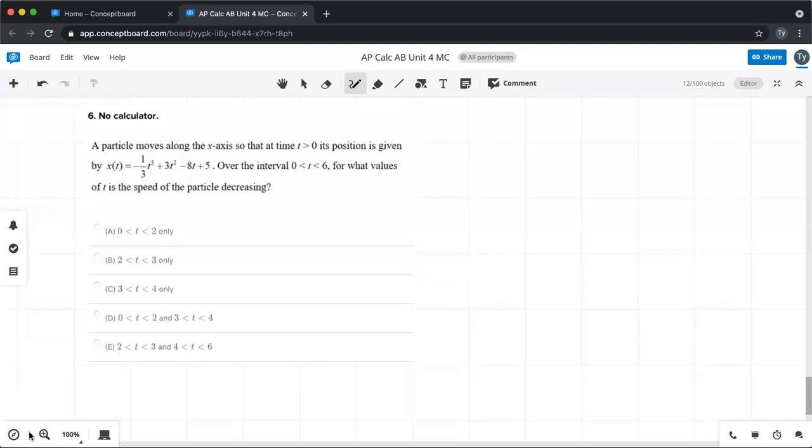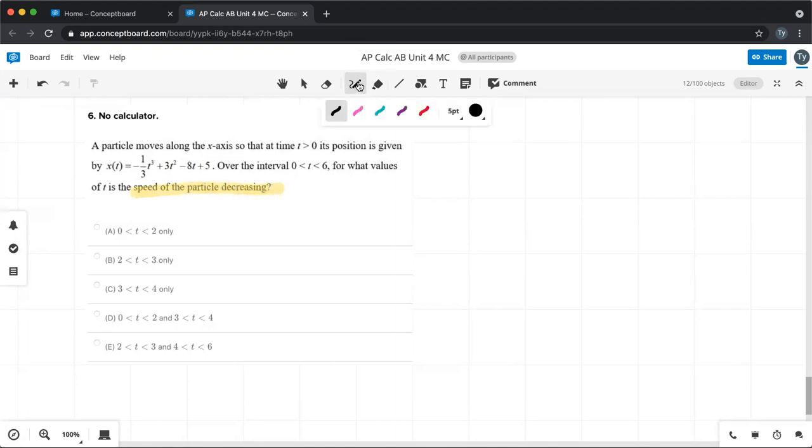Okay. Number 6, again, no calculator. A particle is moving along the x-axis so that at time t greater than 0, its position is given by x of t. Sometimes they'll give us the position function in terms of x, sometimes they'll call it s. It doesn't really matter. Over the interval t from 0 to 6, for what values of t is the speed of the particle decreasing?